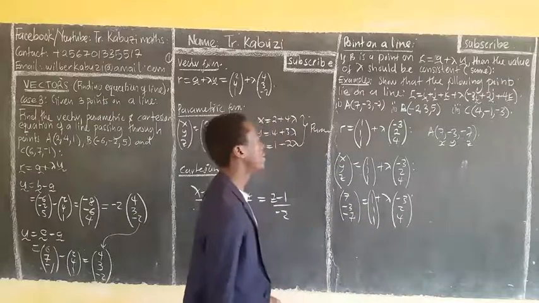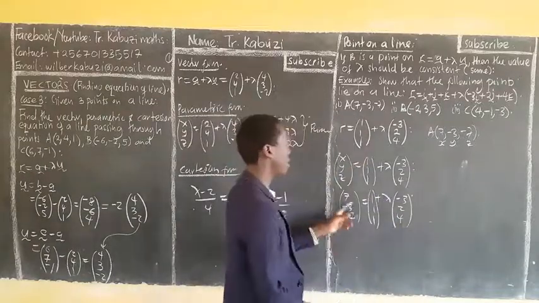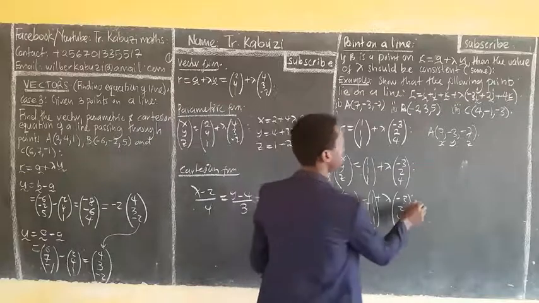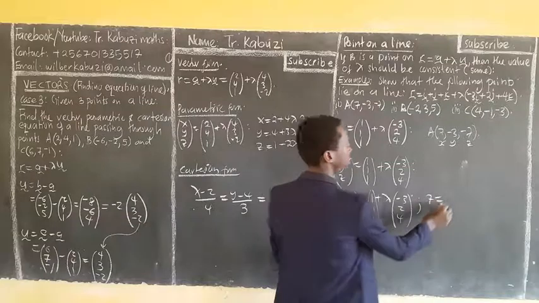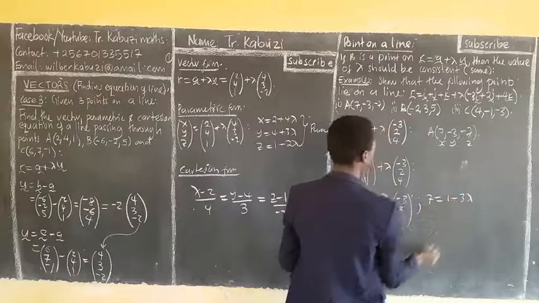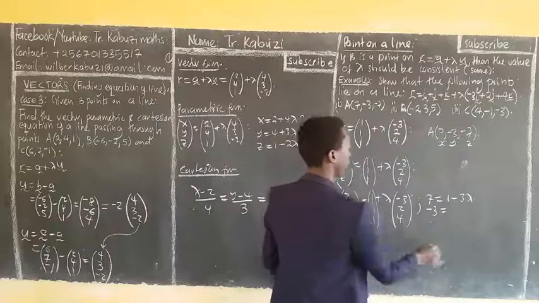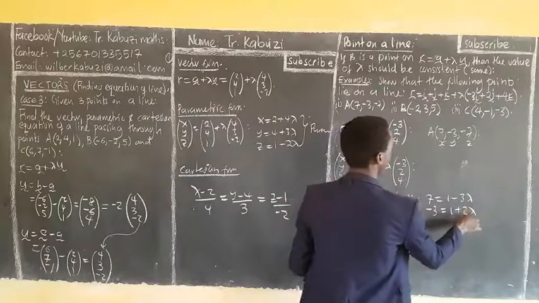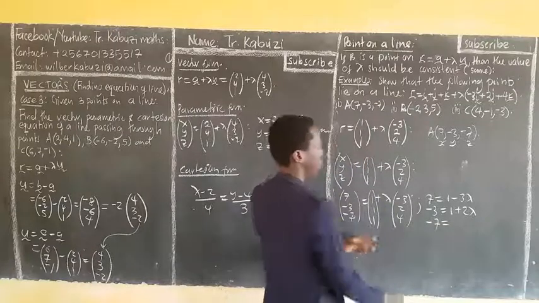Now you get these equations. When I get these equations, I'll have 7 equaling 1 minus 3 lambda, negative 3 equaling 1 plus 2 lambda, then negative 7 equaling 1 plus 4 lambda.